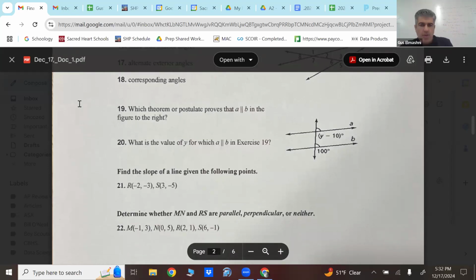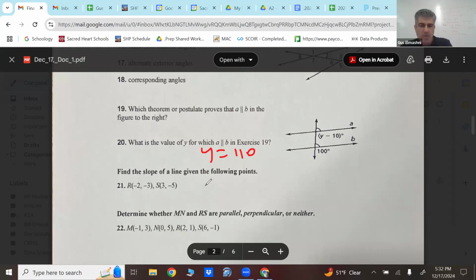Oh yeah, just set them equal to each other. What possibly proves that A is parallel to B? That's just corresponding angles are congruent, and then to actually prove it, just set them equal to each other. Y should be 110.